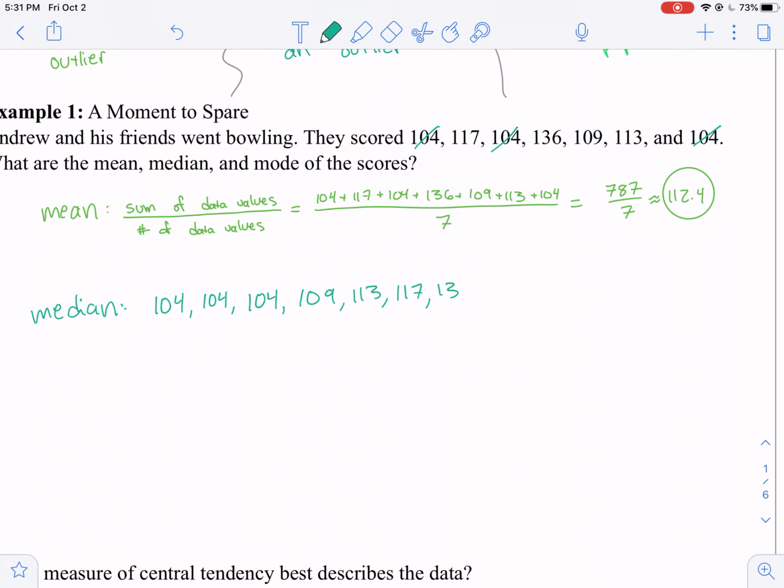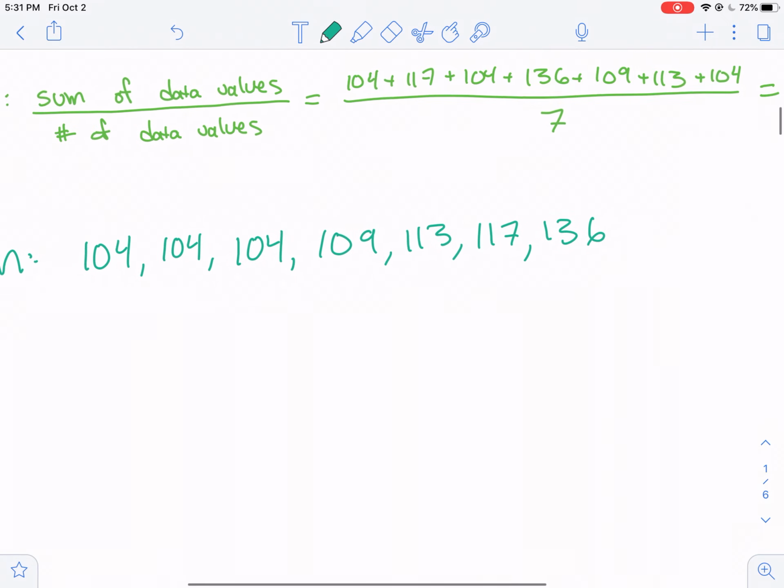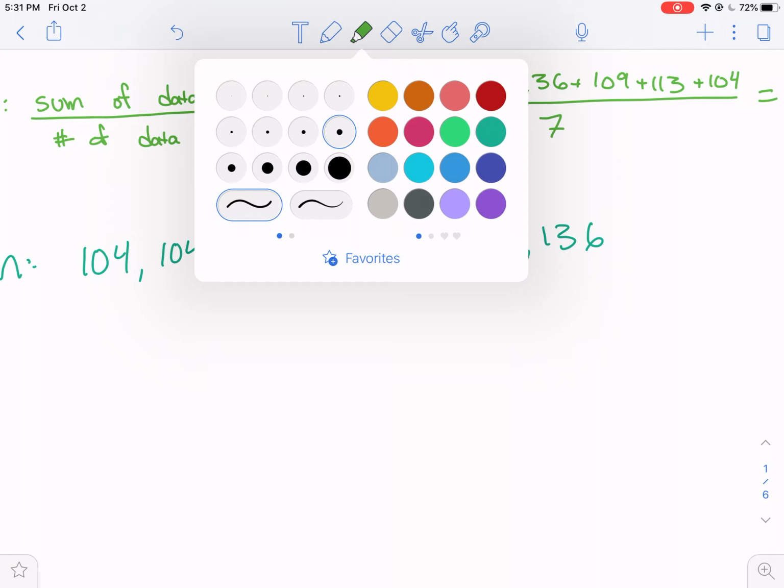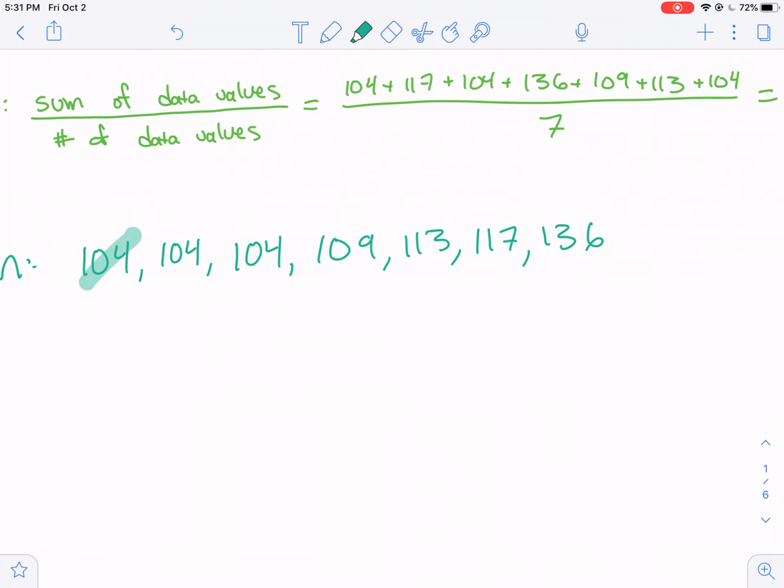117 and 136. Oh, I forgot to cross these off. Okay, cool. Now that we wrote them in order, we literally just cross them off from the end until we find what's in the middle. So we get rid of not that one, not that one, not that one, not that one, not this one, not that one. 109 is in the middle.